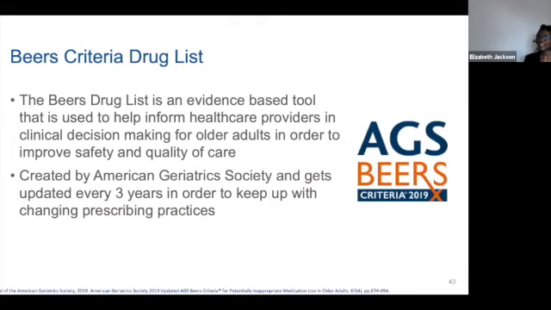The Beers criteria is an evidence-based tool. This is a tool for providers to help in making decisions for older adults to improve medication prescribing. And the Beers criteria was created by the American Geriatrics Society, and it gets updated frequently to keep up with changing prescribing practices. Next slide, please.